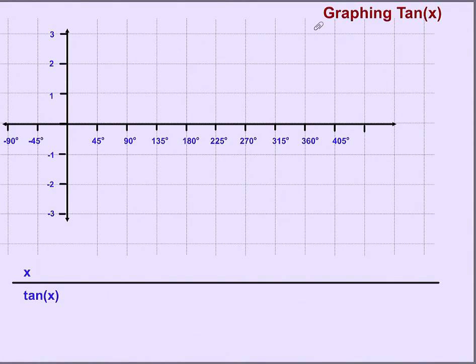We're going to add one more function to our list. We're going to graph the tangent function. Now, we do already know a handful of points, right? We know our special angles. We know that the tangent of 45 degrees, or pi over 4, is 1.